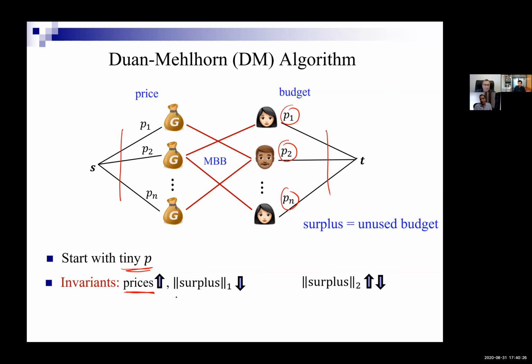But the L2 norm of surplus can go up and down. So this is the main difficulty. We cannot show that the L2 norm of the surplus decreases monotonically, and that's why the progress is a clever combination of prices and L2 norm. So either prices increase substantially or the L2 norm decreases substantially. So they combine these two measures to derive a weakly polynomial algorithm.